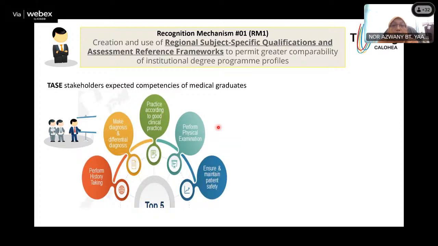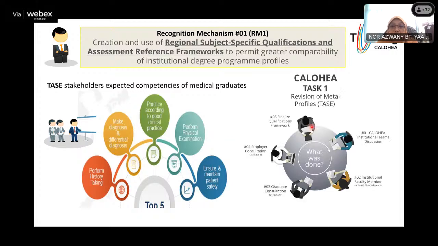So from here, we made a meta profile from the TASE, and when we came to CALOHEA, our first task was to revise and refine the meta profile.